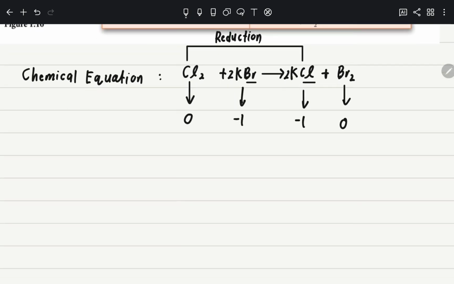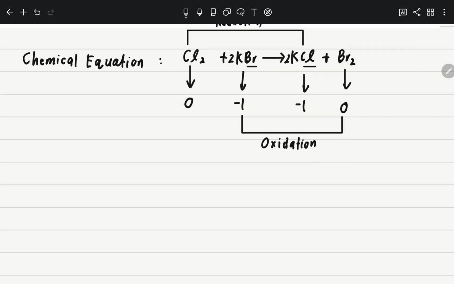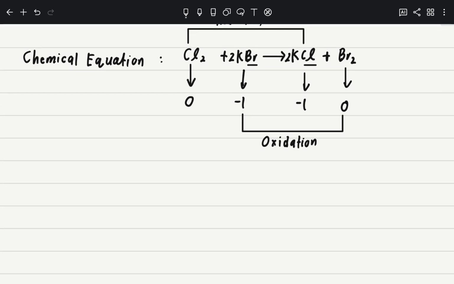Okay, this one, -1, then becomes 0. Sorry. Okay, -1 then becomes 0. Okay, so increase, correct? So this one is the oxidation process. Okay, you have labeled it, right? So now you must tell me, in the oxidation process, who is my agent?